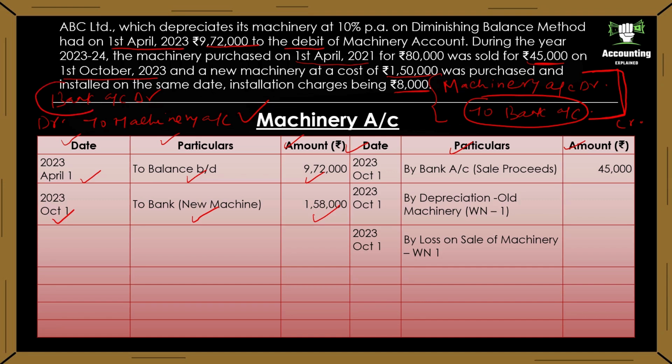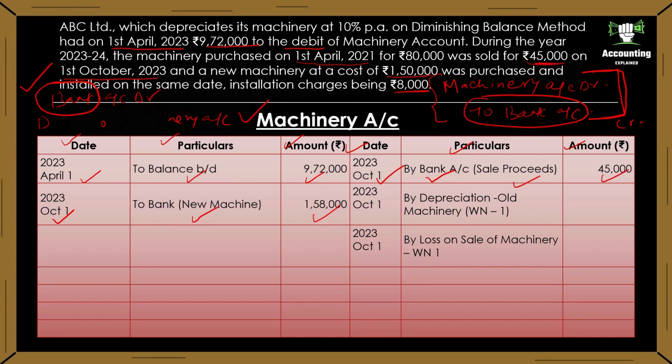Bank account is asset. When you sell, asset value is going to be increased. So bank is debited. Again, when you sell machinery, the asset value will be reduced. That is why you are crediting. In the journal entry, bank account is debited. In the ledger of machinery account, on 1st October 2023, bank is credited. By bank account, sale proceeds 45,000.